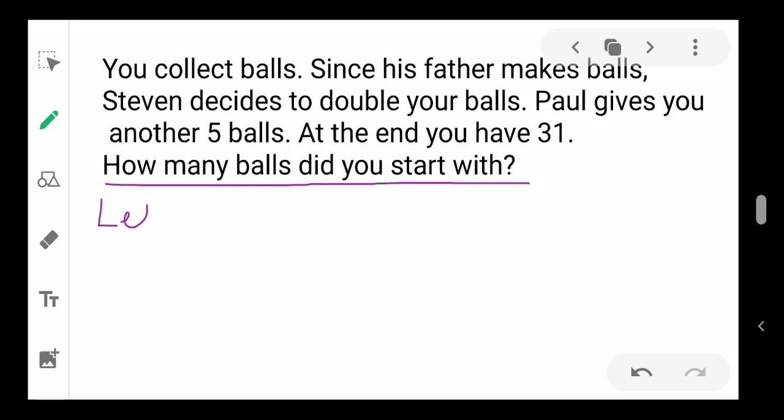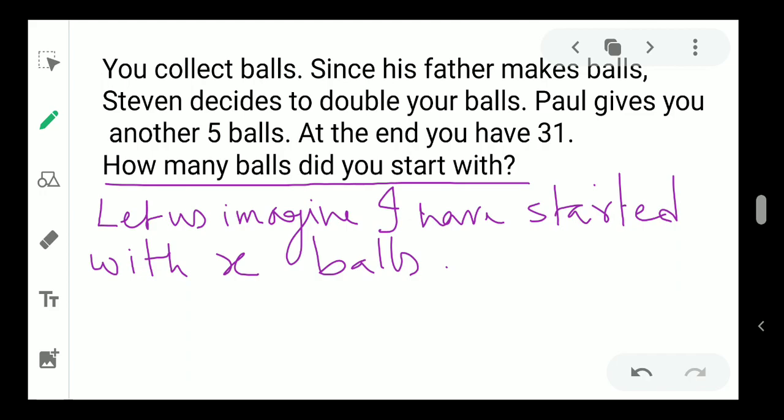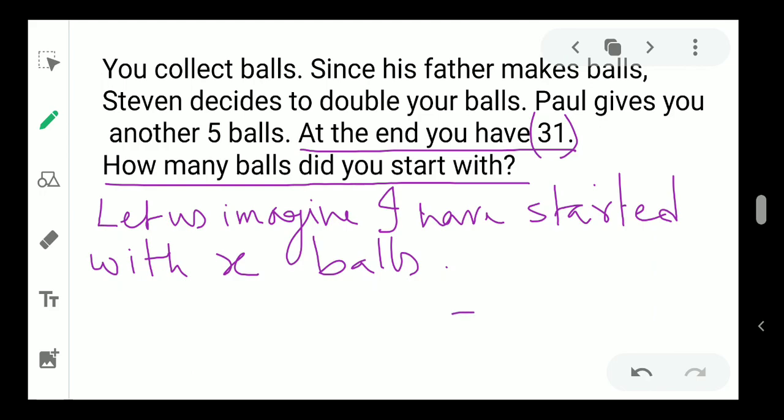So let us imagine I have started with x balls, right? Acha. Next process is what? Next thing is what? Reference value. It is already given 31. So already my right hand side I can easily write 31, right? Okay, so in my right hand side I will write something is equal to 31.